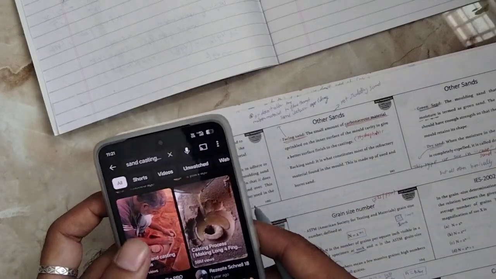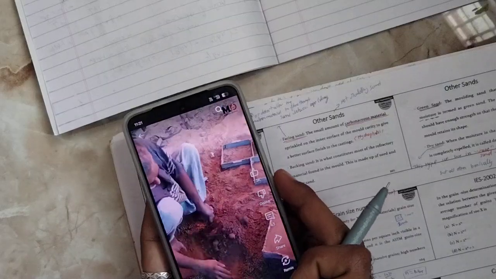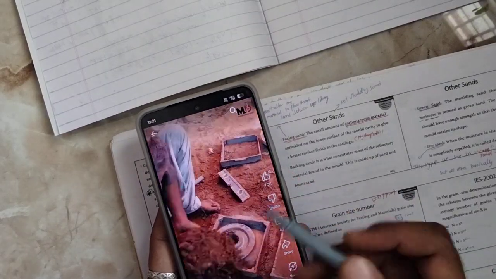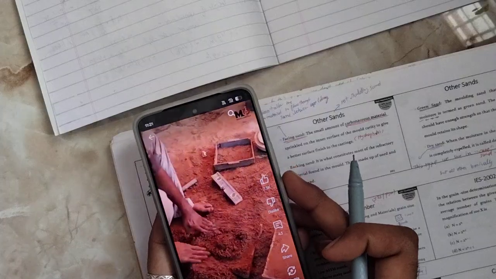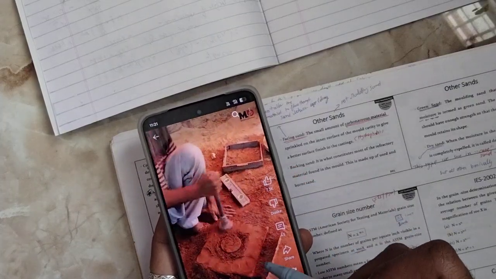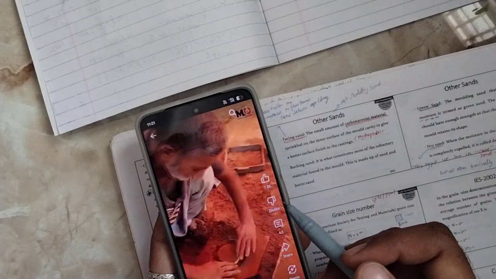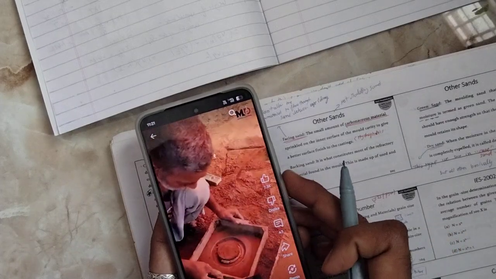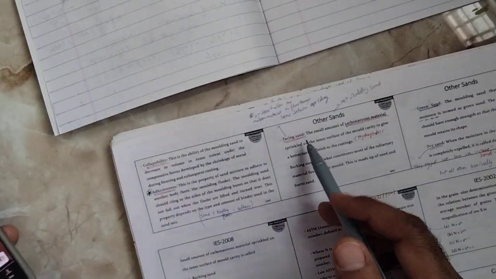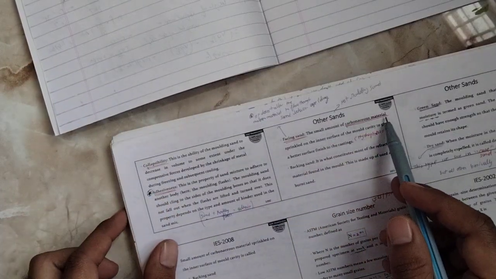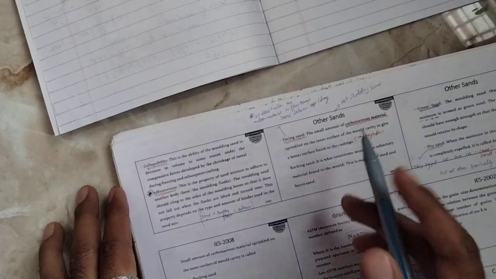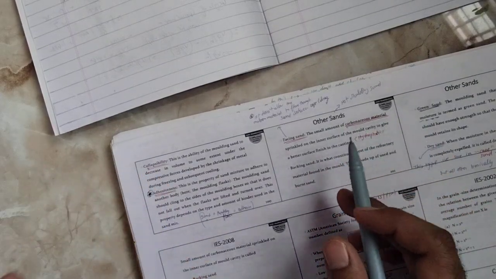Facing sand, in this they have shown facing sand. So you can see he just sprays some kind of oat powder. So now we'll just pour it again. So that is called facing sand. Now you can see this white powder. So that's called facing sand. Facing sand is a small amount of carbonaceous material sprinkled on the inner surface of the mold to give a better surface finish. Okay, facing sand is just used for better surface finish.